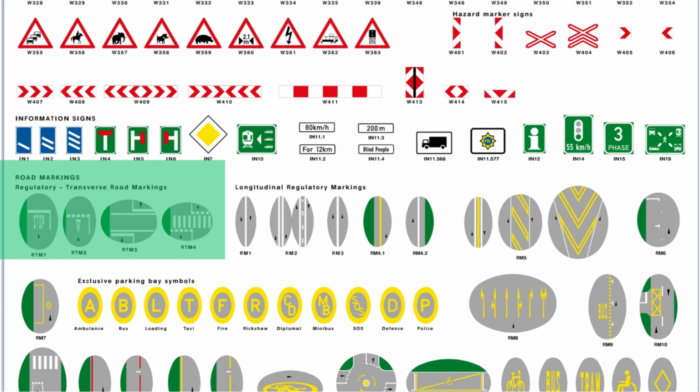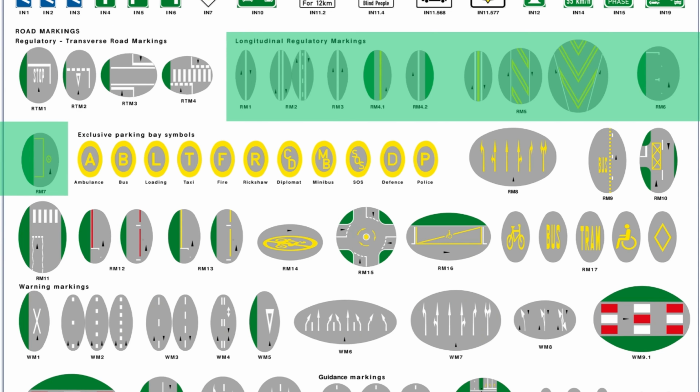They are typically white or yellow, and they are used to regulate traffic and provide information to drivers. Longitudinal road markings are road markings that run parallel to the direction of travel. They are typically white or yellow, and they are used to regulate traffic and provide information to drivers.